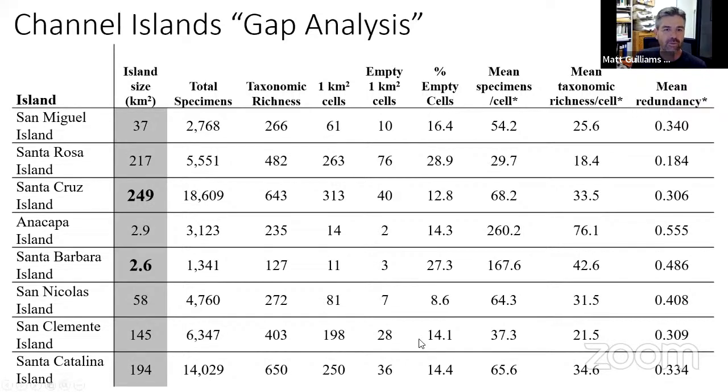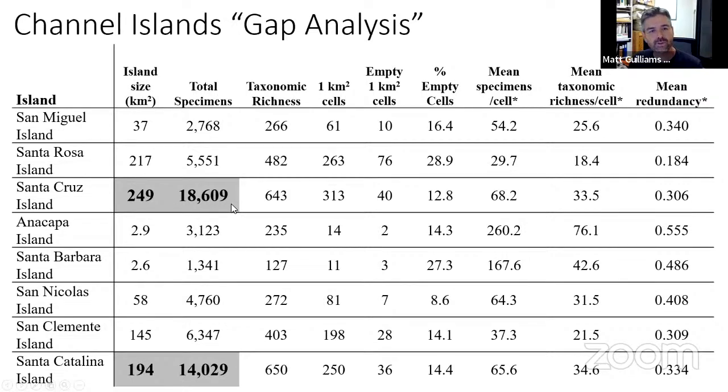One thing we learned is that the islands are different sizes. I wish I could see you, that's a joke. Of course the islands are different sizes, but when you compare them, the big islands, the biggest being Santa Cruz Island and Santa Catalina Island, have a huge number of specimens that have been collected there, and correspondingly high taxonomic richness. This is the number of taxa in the specimen database that we were looking at.